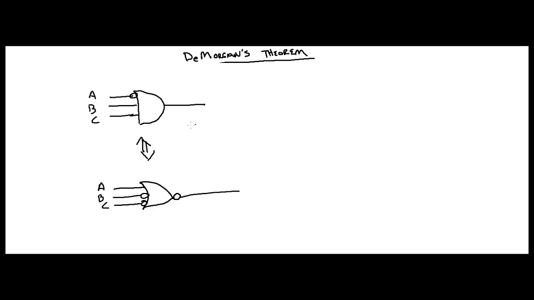If it is an inverted output, if this, for example, had an output bubble there, then when we wrote the new gate, we would simply uninvert it, which means you don't have an inverter bubble there.